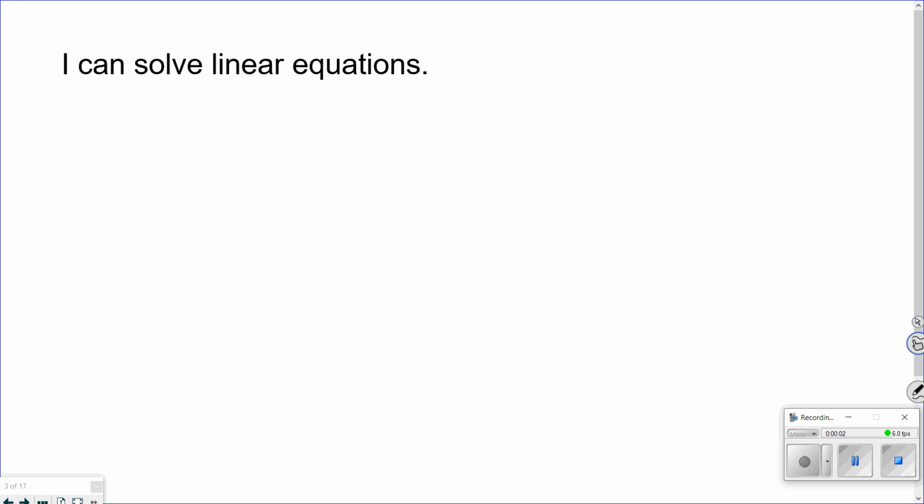Okay, we're going to start with talking about how to solve equations. And the first type of equation we're going to talk about is linear equations. This is the one that you guys are most familiar with. This is usually the very first type of equation that you start solving.